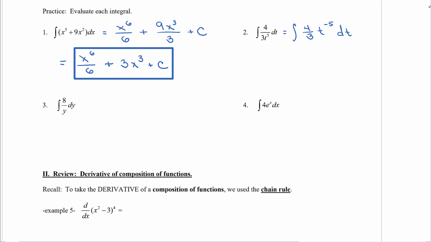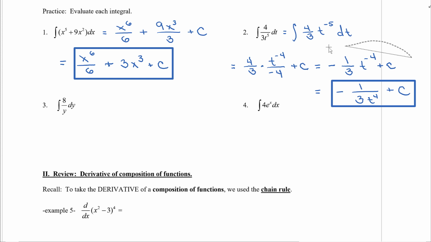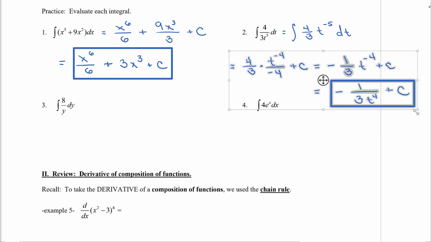And this is going to be equal to 4/3 times t raised to the -4 power over -4 plus c, which is equal to -1/3 t raised to the -4 power plus c. And if you would like to bring that t to the -4 power to the denominator, then that would be equal to -1 over 3 times t to the 4th plus c out to the side. All right, let's box in that answer, and I'm going to lasso everything there and make it just slightly smaller so it fits a little bit nicer in that area.